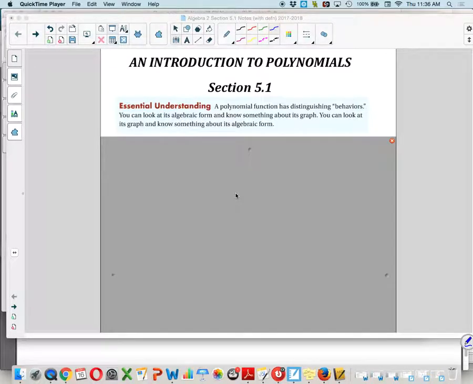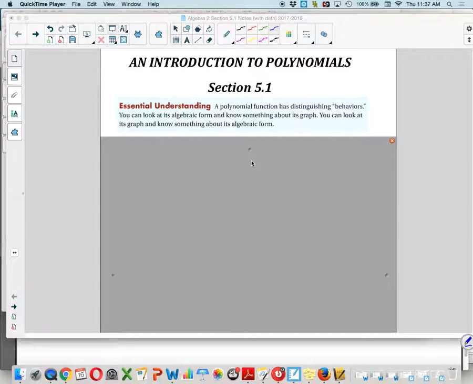Okay, so your Section 5.1 notes are referred to as an introduction to polynomials. And the truth is, you have been working with polynomials. We just don't inherently call them polynomials as often as we are about to. For example, a line is a polynomial. A quadratic is a polynomial. And some of the actual new parent functions that we've been looking at, a cubic, for instance, also a polynomial.